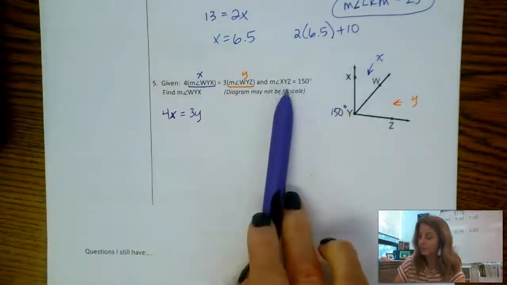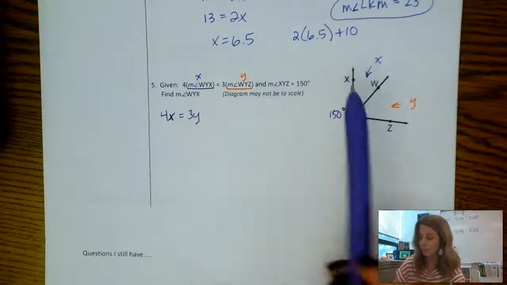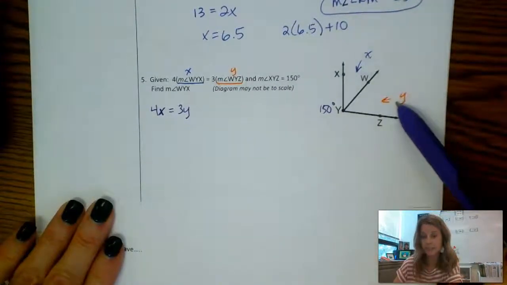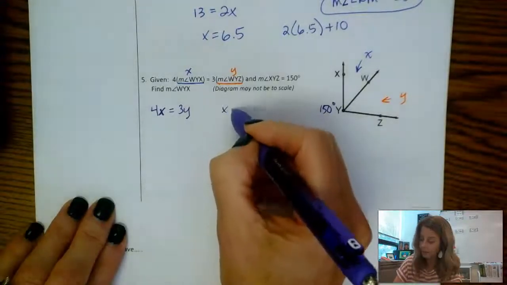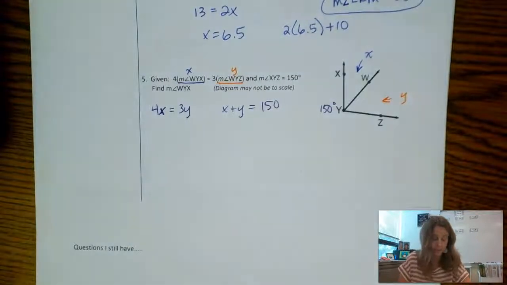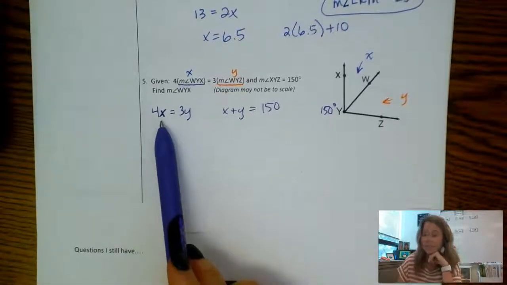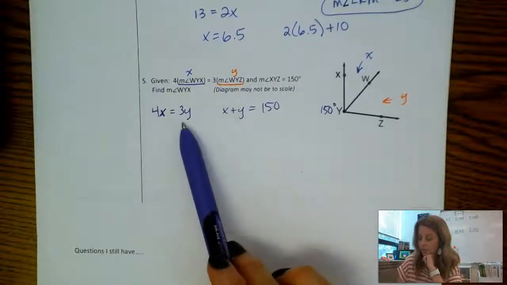Now, I can also write an equation with the total being 150 degrees with the angle addition postulate, because I know that I can add this angle plus this angle together and get 150. So I can also write x plus y equals 150. All right? So there are a number of ways to do this. We could isolate x or y here and plug in.